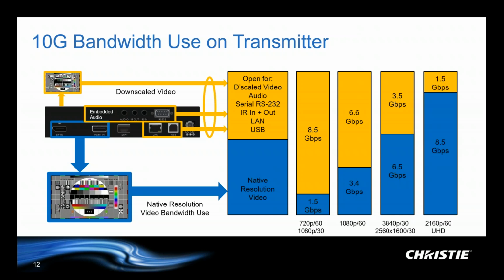So when you get up to 2160p, so when you get up to 4K at 60, it's taking up 8.5 or even sometimes 9 gigabytes of bandwidth. And so you only have 1.5 gigabytes of bandwidth left for everything else, for stream 1, the downscaled version of the video signal, the audio, and everything else.